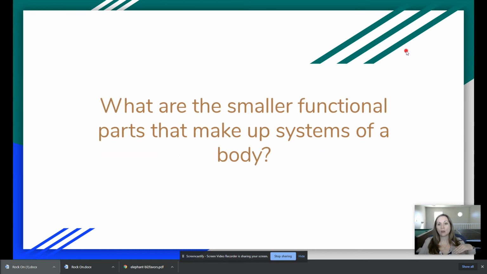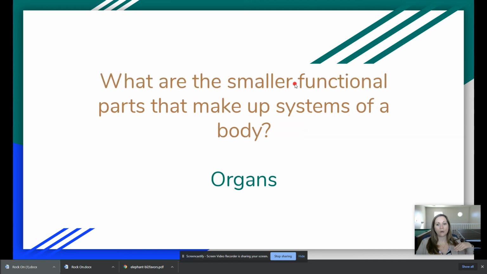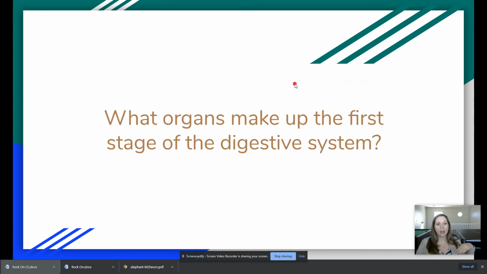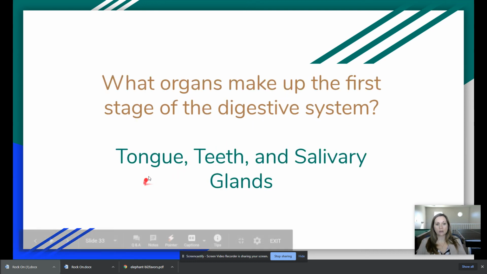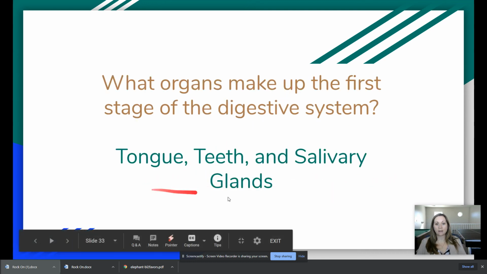So what are the smaller functional parts that make up systems of a body? So what makes up a system? This is a review. That would be the organs, right? And what organs make up the first stage of the digestive system? What organs have we talked about using in our mouth? If you said your tongue, your teeth, and your salivary glands, you were correct.